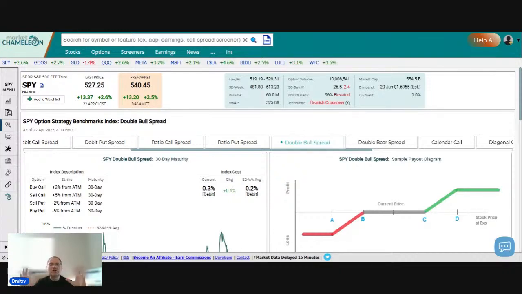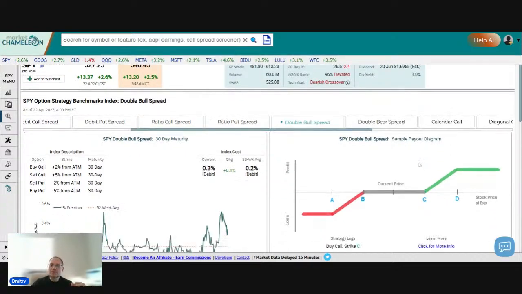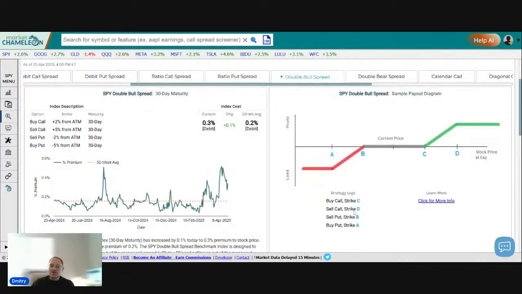Just to get an idea what the payout looks like at expiration, we have this drawn here. It's a payout diagram. It's a sample, and you could see that we're buying a call, strike C. So if the stock is right here, current price, strike C is an out of the money call, right, above the current stock price. And then you're selling strike D, a higher strike than C. So that's a call spread.